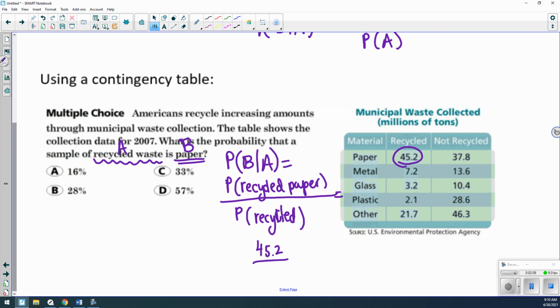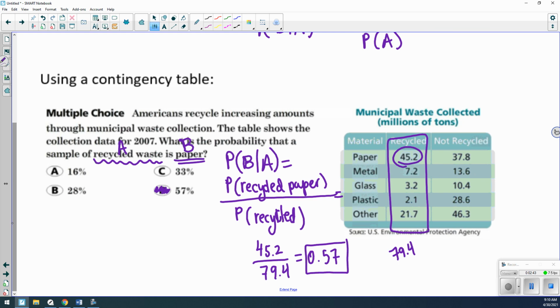so that's going to be 45.2. Now, as far as recycling goes, I look at all of this information. If I add up all of those, it's 79.4 million tons. So then 79.4 goes on the bottom. I divide those two numbers. 0.57 is our probability that material that's being recycled is paper, or that paper is being a recycled material, I guess is the way I should have said that. Paper is being recycled. All right, so of course I would answer D. This is a multiple choice question. And then it really helps me to just kind of lay things out. Recycled waste is paper.